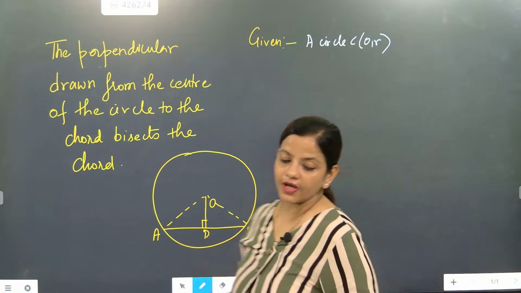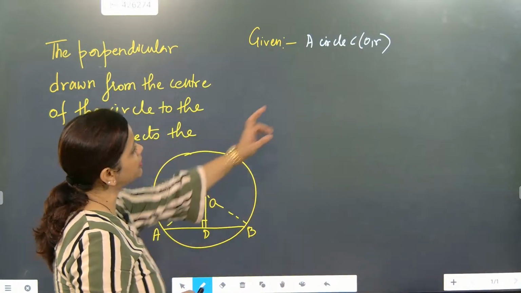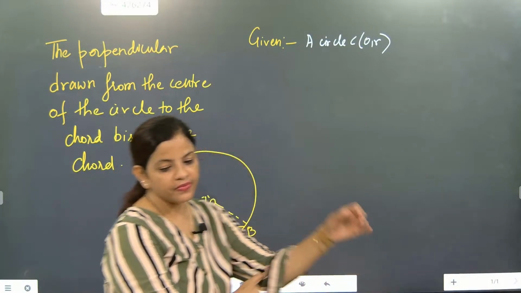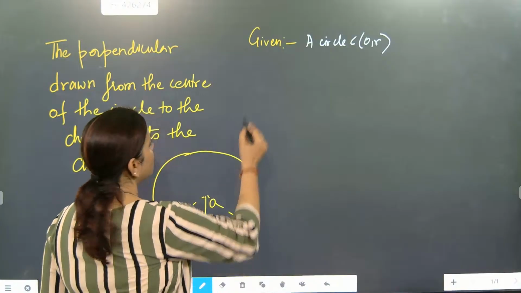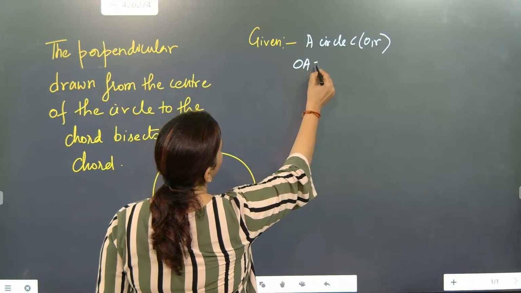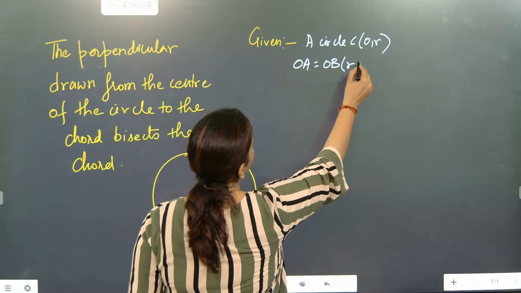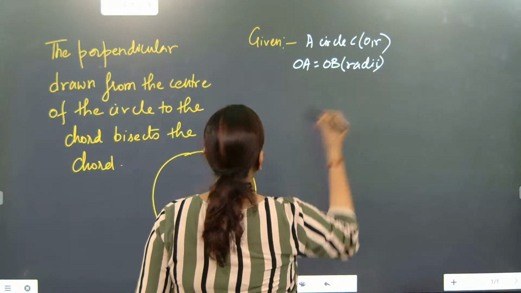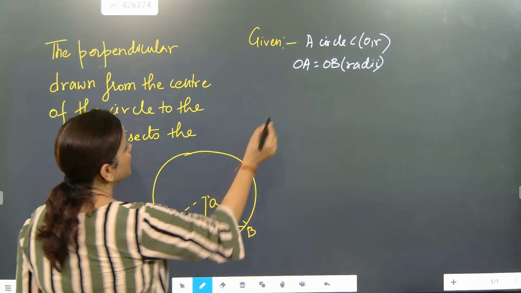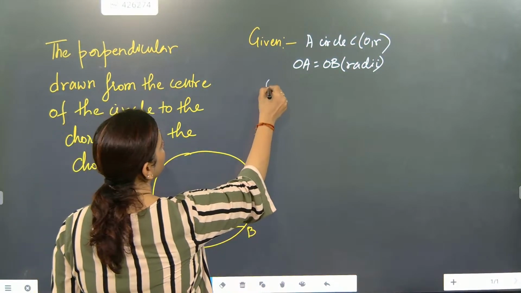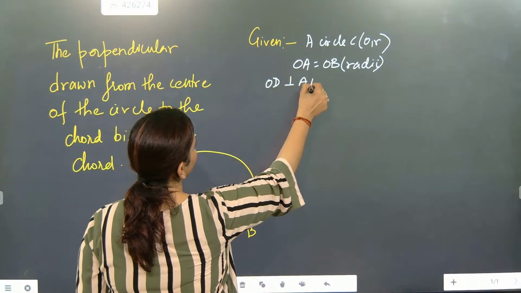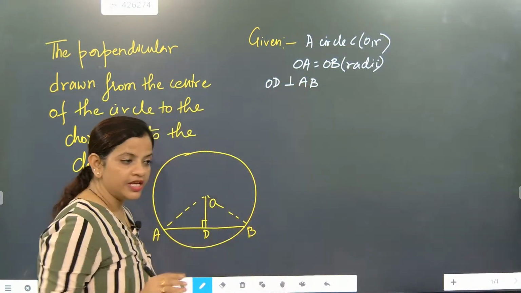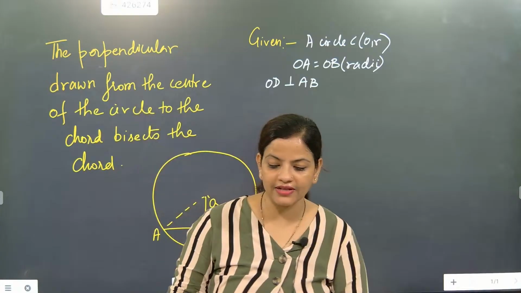Now what are we going to do? After that, OA is equal to OB. They are the radii of the circle. Now what are they asking? OD is perpendicular to AB. It is also given. So three things back to back they have given.